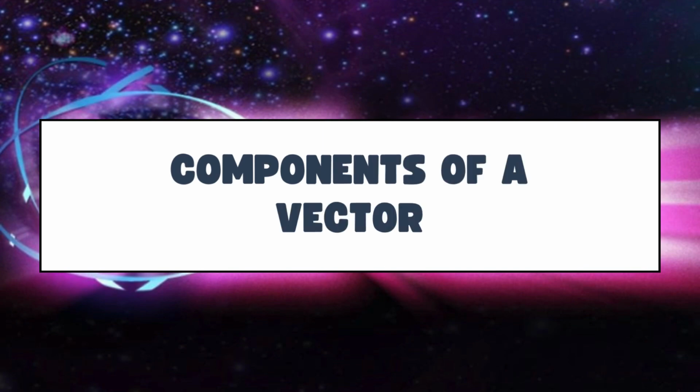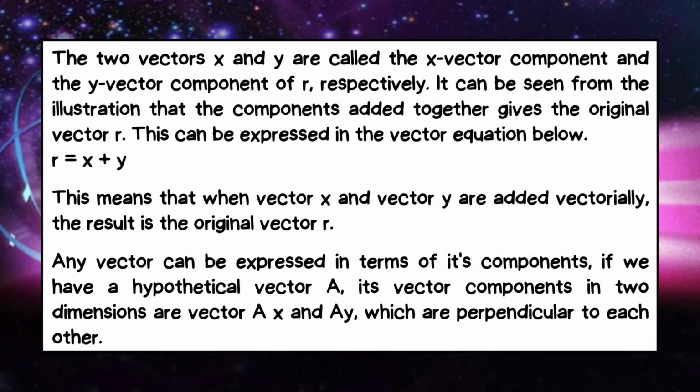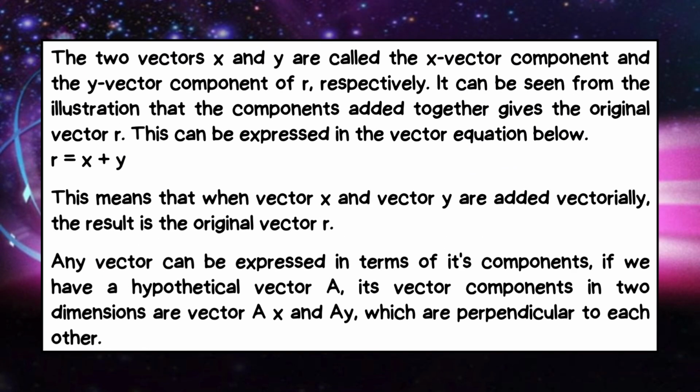Upang madagdagan pa ang inyong mga kaalaman at mas lalong maintindihan ang konsepto ng vector, talakayin natin ang pangalawang topic, ang components of a vector. In the addition of vectors, we find a single vector that is equivalent to two or more vectors, kung saan the reverse can be done to a single vector. We can find two or more vectors which when added result in the original vector. The two vectors x and y are called the x vector component and the y vector component of R respectively.